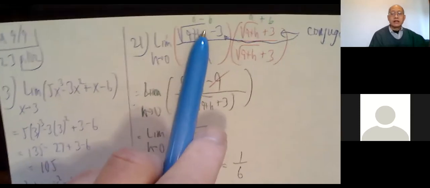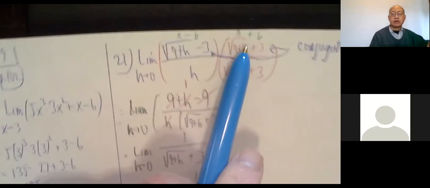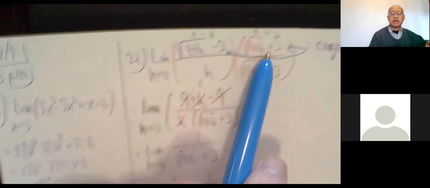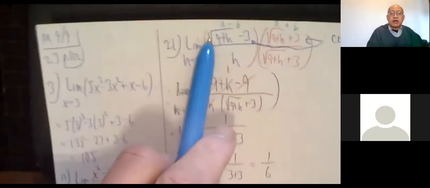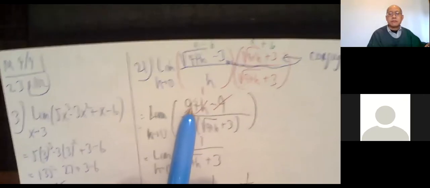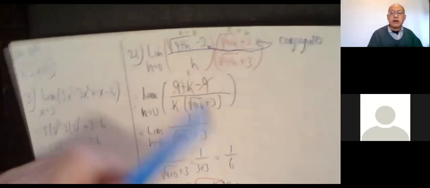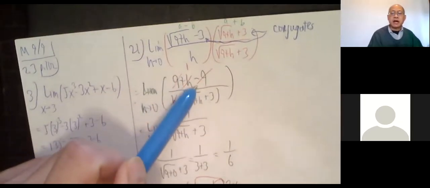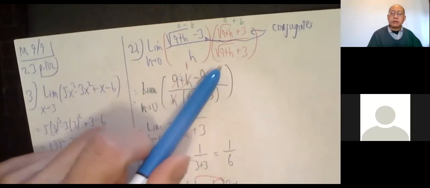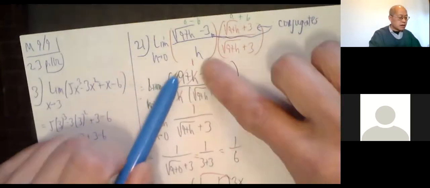That way, the numerator now looks like a minus b times a plus b, right? And from your algebra 1, what is a minus b times a plus b? That's a squared minus b squared. And that's nice because what do you get when you square the square root? You just have 9 plus h. Minus 3 squared is 9. So the numerator ends up being 9 plus h minus 9. The denominator is h times radical 9 plus h plus 3. Don't multiply out the bottom, by the way. Just leave it alone. The 9s cancel out.